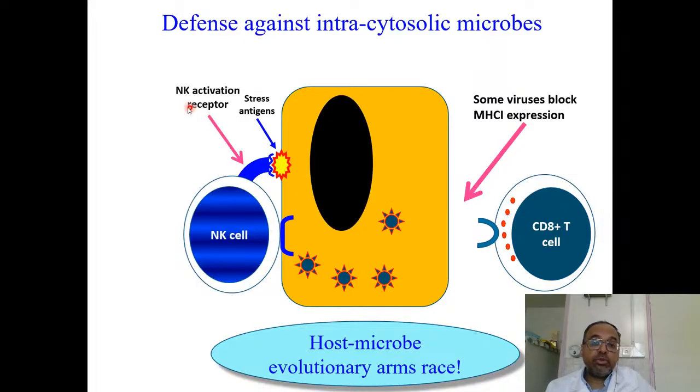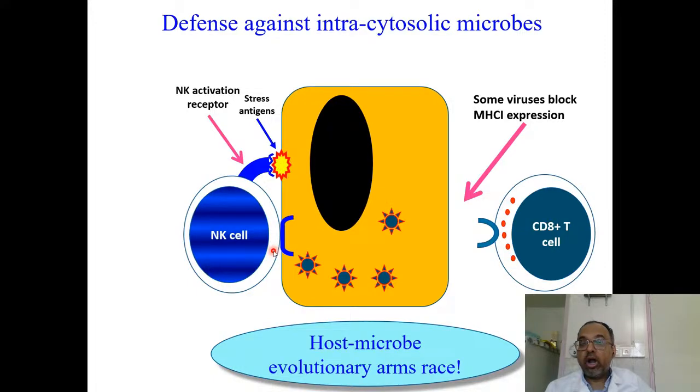NK cells have a second receptor. It's called the NK activation receptor. Unlike the inhibitory receptor, this is an activation receptor. It means that it activates the cell if it sees its ligand. So they go and bind to stress antigens. And this leads to full activation of NK cells.